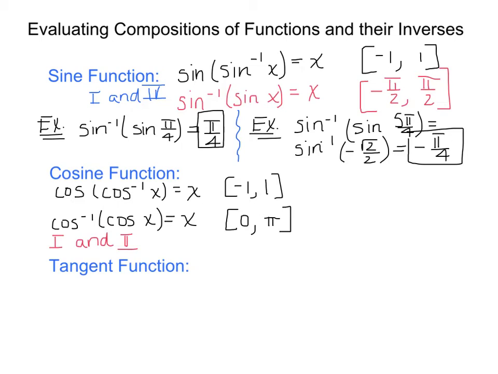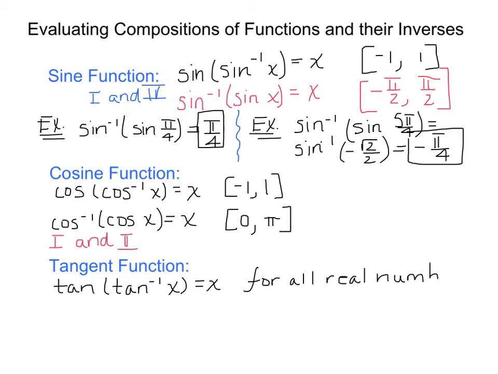Then the tangent property: tangent of tangent inverse of an angle will always be the angle, for all real numbers. So there's no restriction when you're doing tangent of tangent inverse.